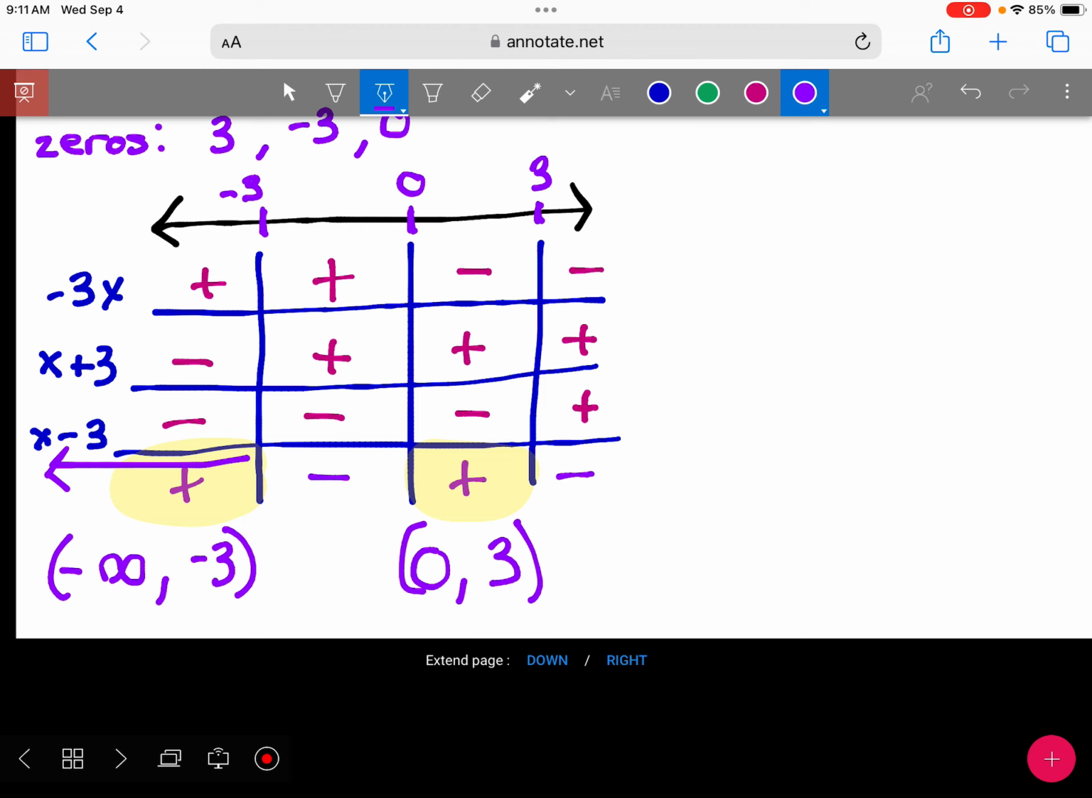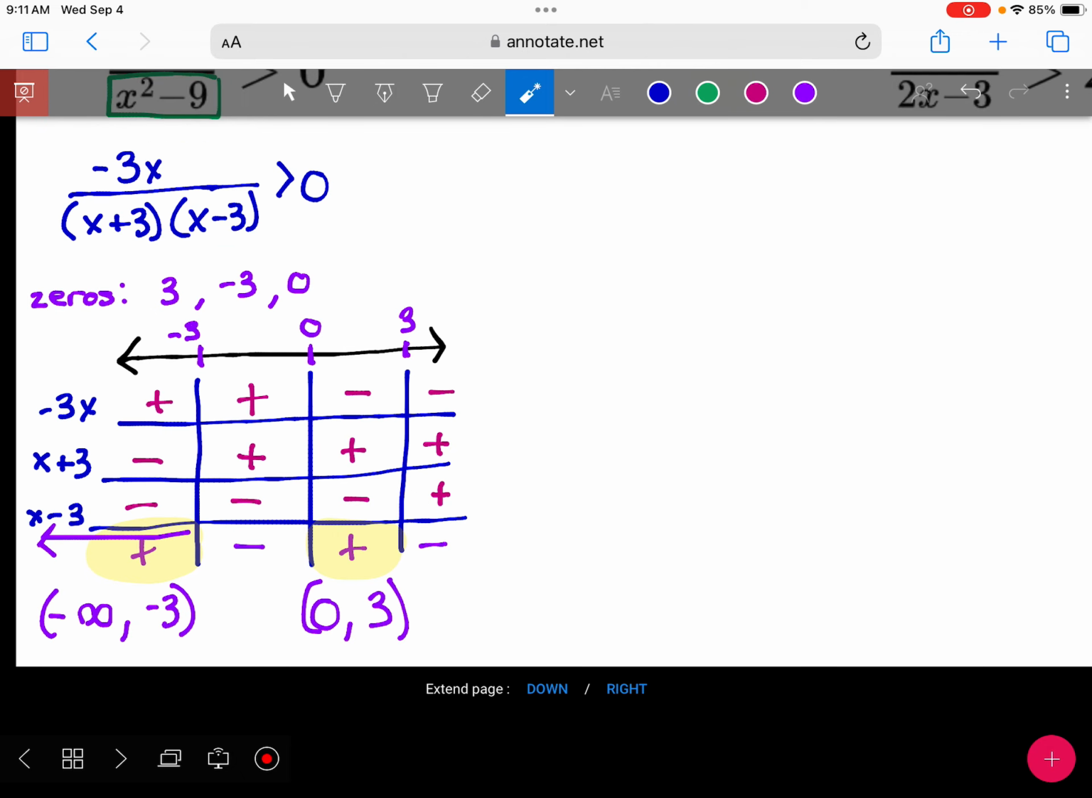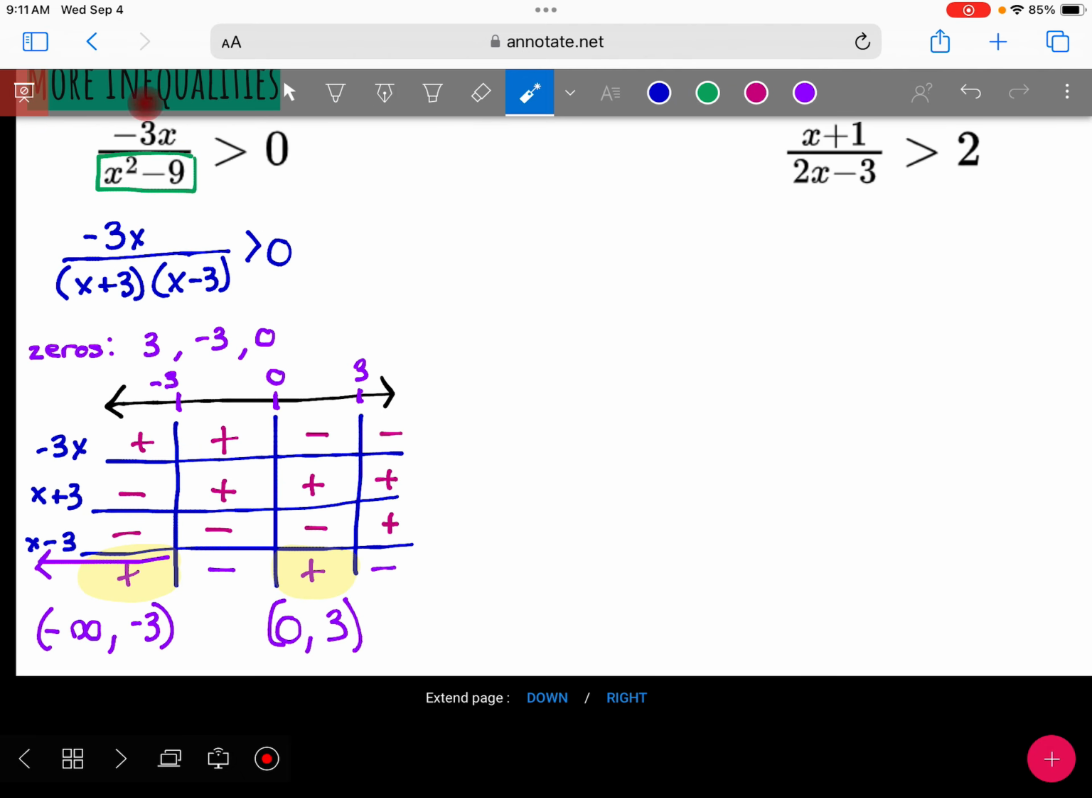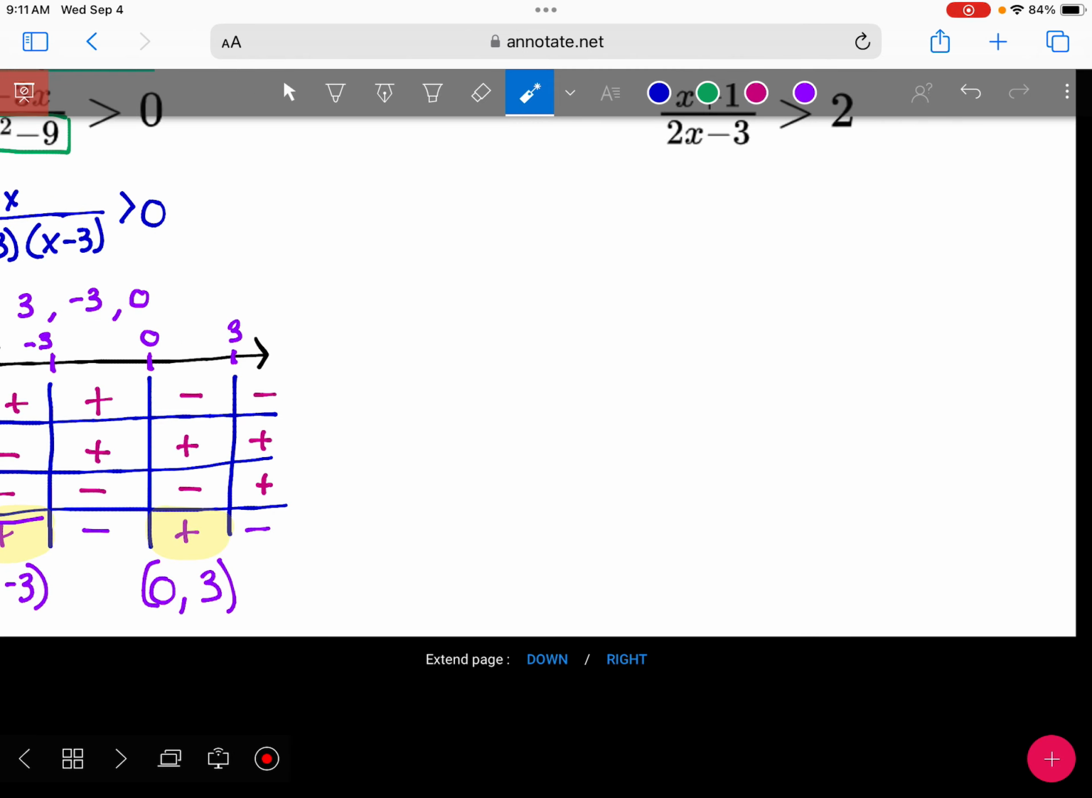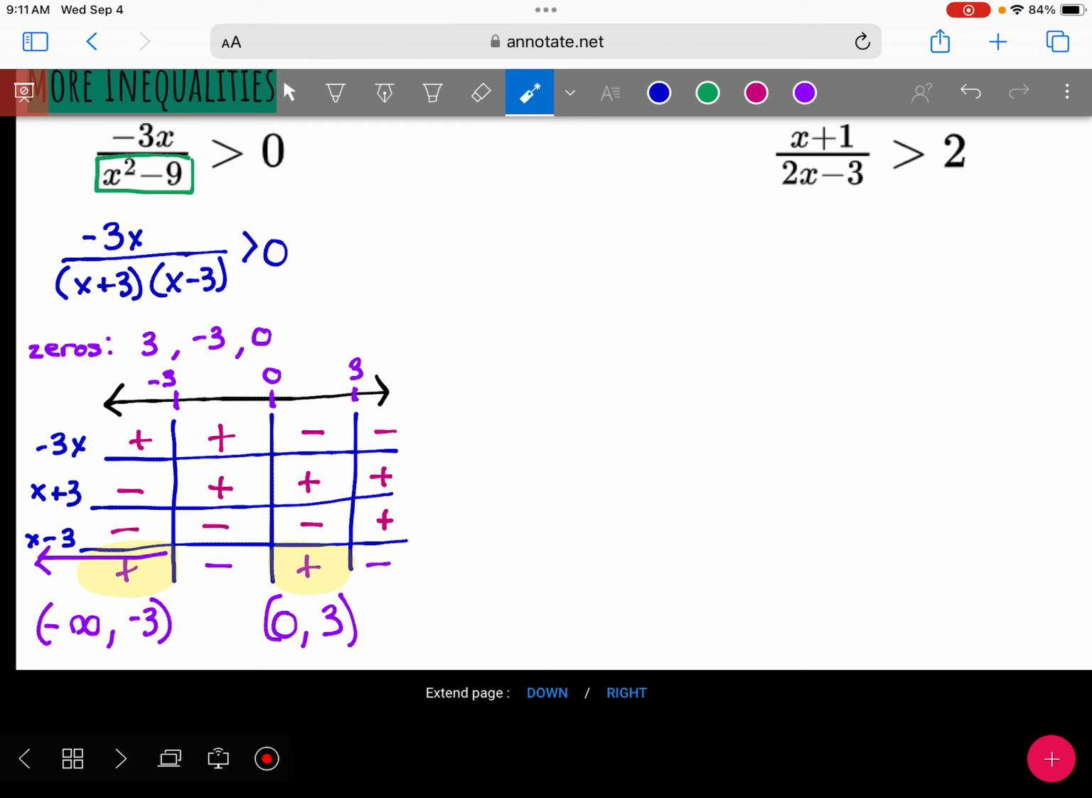Because that's where the end of this wall is. This wall is at 3. When we looked at our problem up here, we wanted to know when this piece is greater than 0. Greater than 0 means it's going to be positive and not negative. So we want the positive values when we multiply all these pieces together.